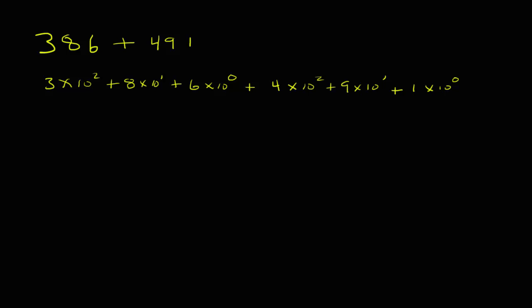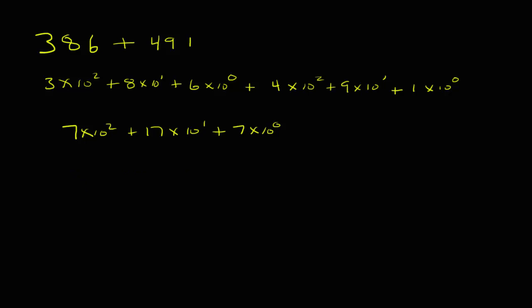Adding our like terms together, we end up with 7 times 10 squared plus 17 times 10 to the first plus 7 times 10 to the 0. Now, if we were adding just polynomials, this would be a perfectly acceptable answer. The problem is that if we try to put this back together again as a single integer, we end up with 7 hundreds, 17 tens, and 7 ones. And we have no way in our positional number system to represent 17 as a single digit in the tens place. So we can't do that.